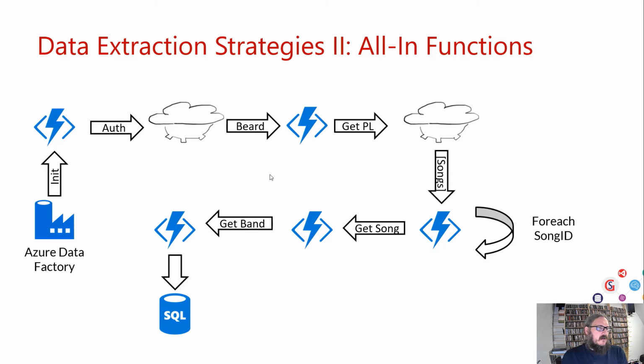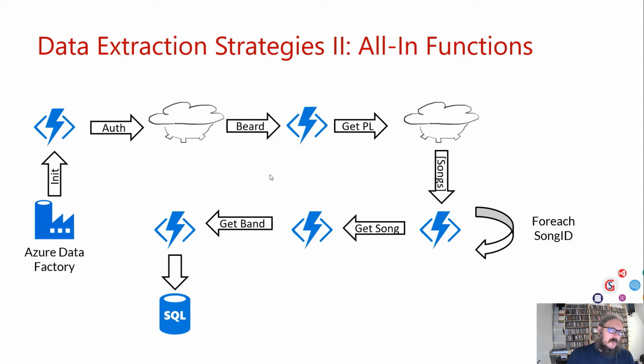Meaning, I'll just have the Azure Data Factory kick off the first Azure function. The Azure function then does the authentication, gets the bearer token, gets the playlist, iterates the songs, then gets the songs, then gets the bands, and so on. So it's all in one function. I just trigger an HTTP endpoint once and it does the full process, which is great for manageability because I only have to call one endpoint from my Azure Data Factory.